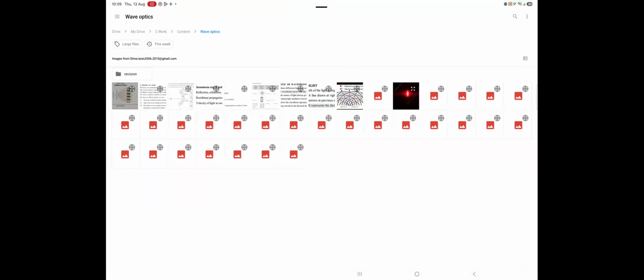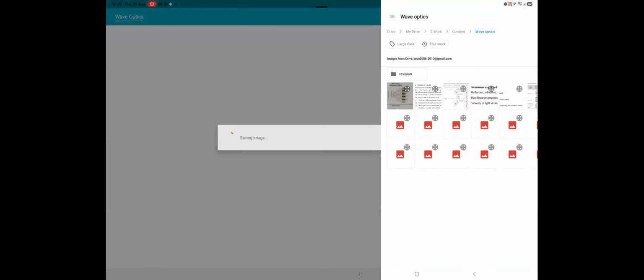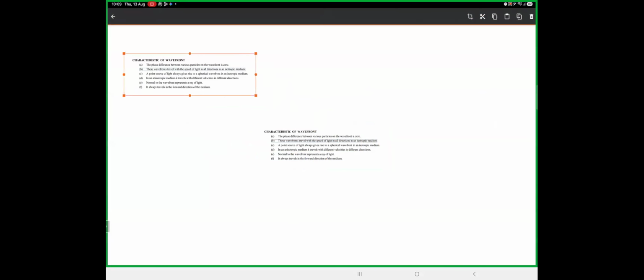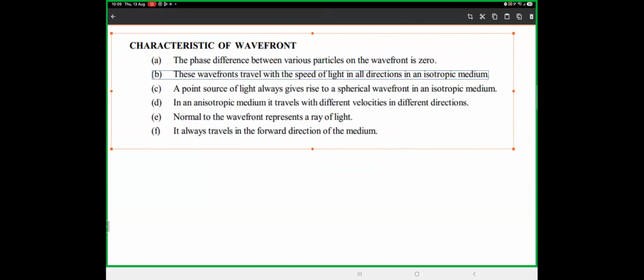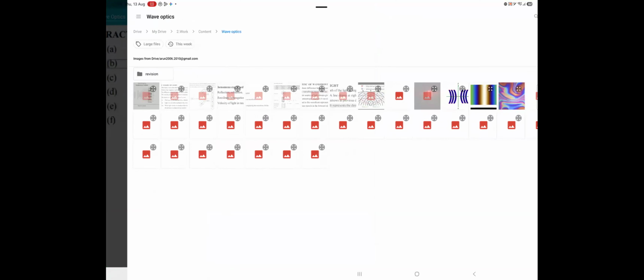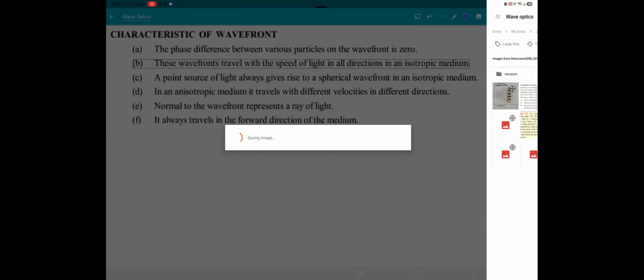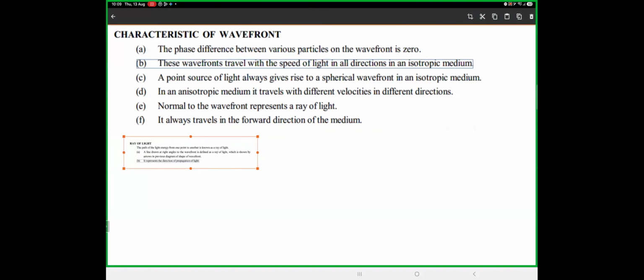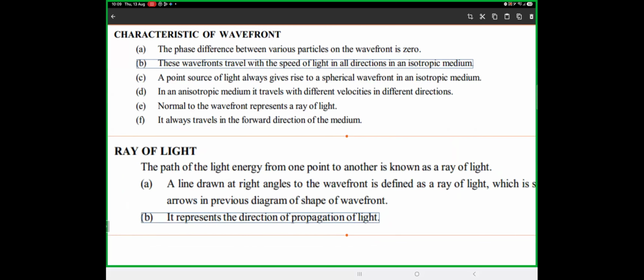Clear? So I'll just summarize this whole thing. This is just a story, everyone, important for boards. And you should just have an idea of what it is, wavefront and everything. These are the main important points. Just read this.